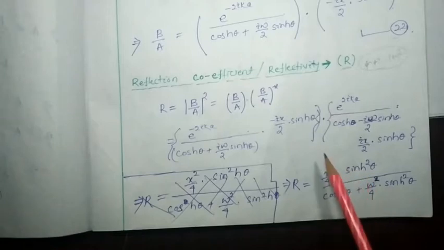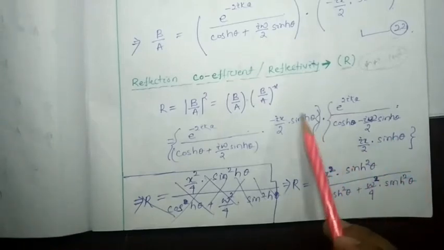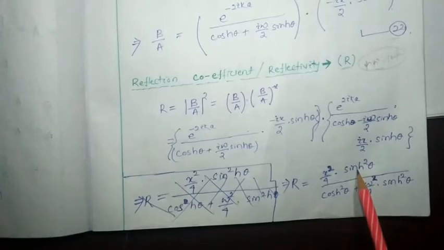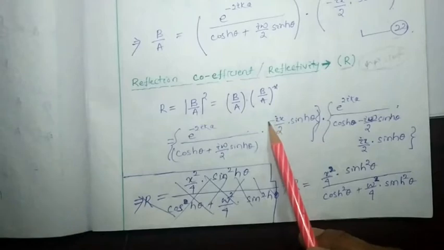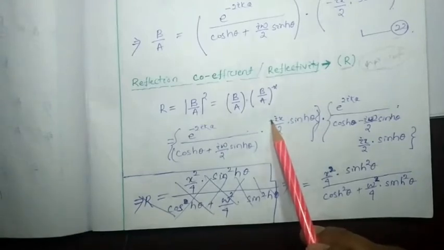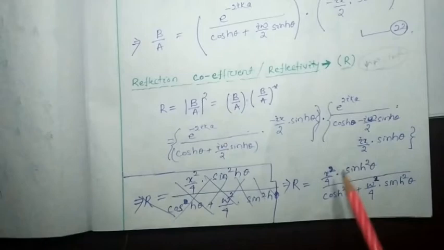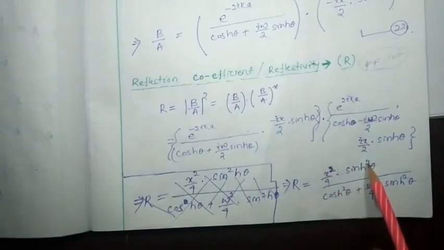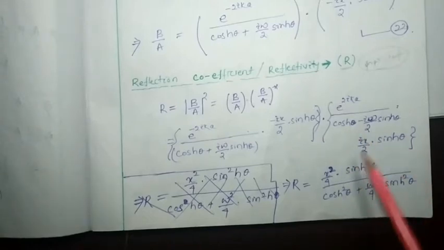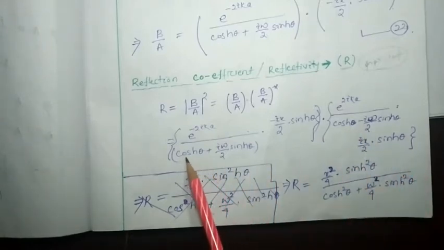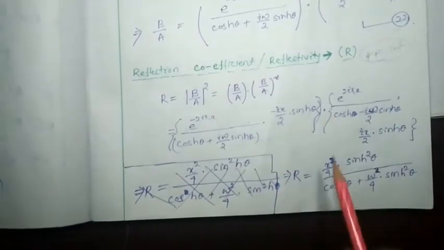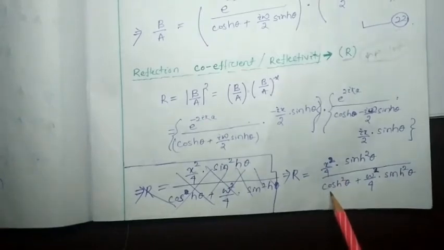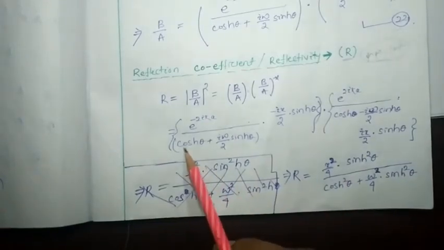Now here you can see sin h square theta. Here i square is minus 1, already minus is there, so it will be plus. 2 into 2 is 4, so it will be x square by 4 into sin h square theta. The numerator part we got. The denominator part is, see, this is in the form of a plus b, this is a minus b, so it will be a square minus b square. So cos h square theta minus this one.